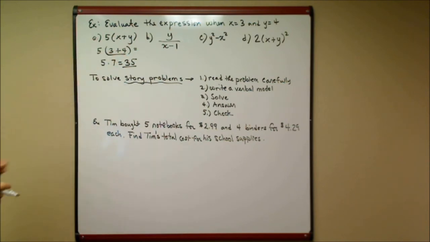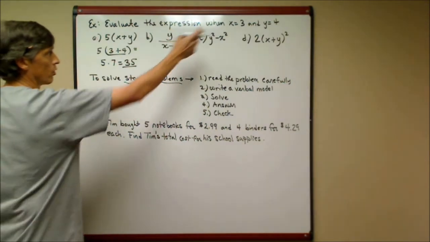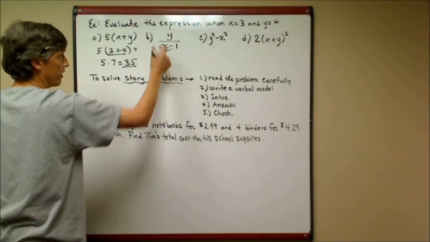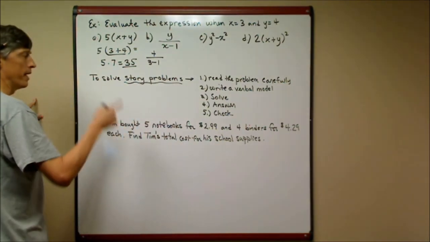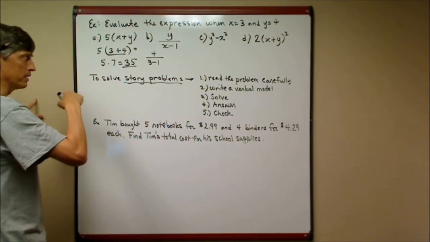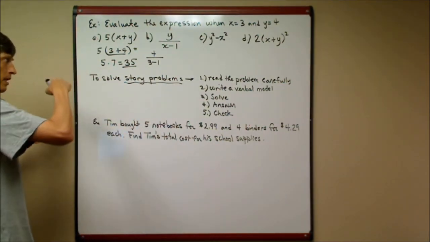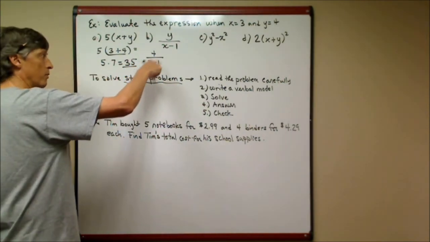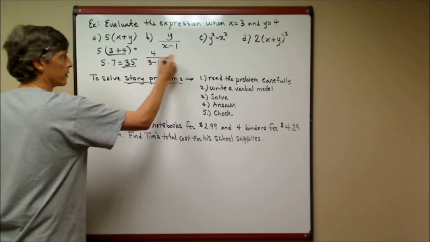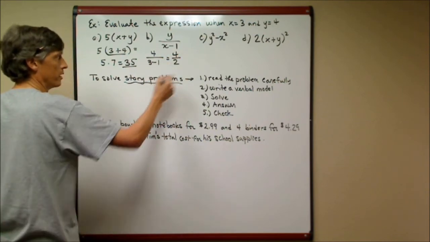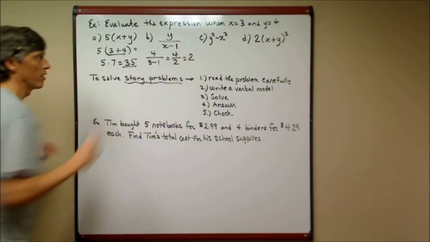In the next one, I have a fraction, which of course the fraction bar implies division, so I'll substitute the 4 in for the y, the 3 in for the x. I have 4 all over 3 minus 1. As in the previous example in the lesson, I have a division. I'm going to simplify the numerator. It's simplified. I'm going to simplify the denominator. So that's 4 divided by 2. Of course, that means 2. I'll finish it off by dividing.